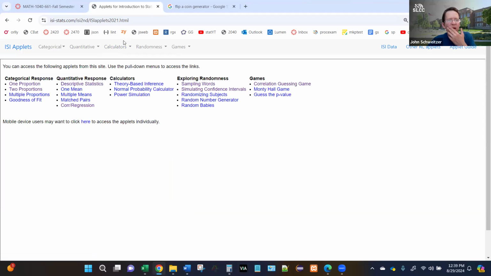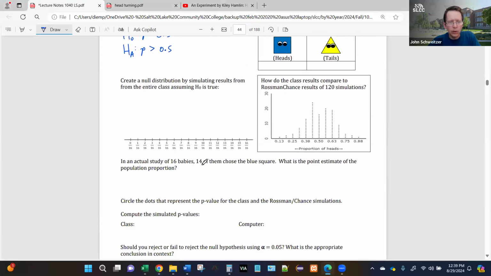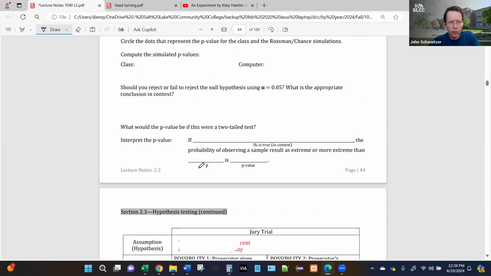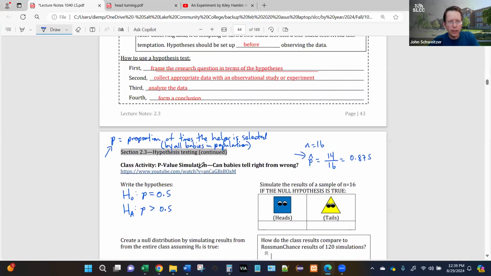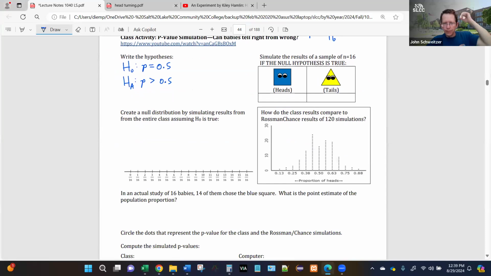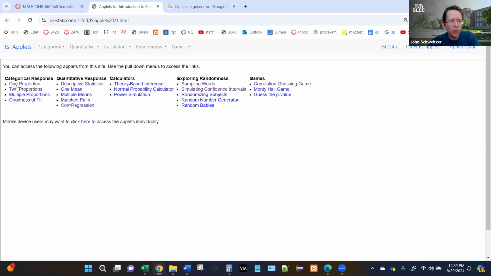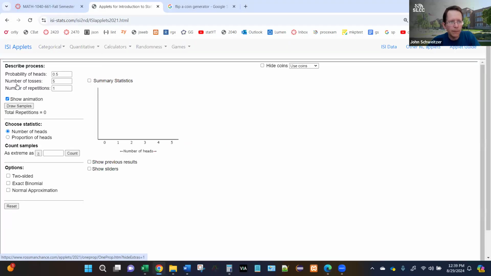Okay, so you're going to go here and you're going to go up to where it says one proportion over here. Okay, so click on that link that I sent you. It's also in the lecture notes, so you can click on it from the lecture notes. Let me just show you here. Somewhere here in the lecture notes, we have the link. Then you come over here to one proportion, and it's that coin flipper. Okay, so I need you to flip a coin 16 times. Okay, so let me show you how to do it. You put in 50-50 because we want a fair coin.